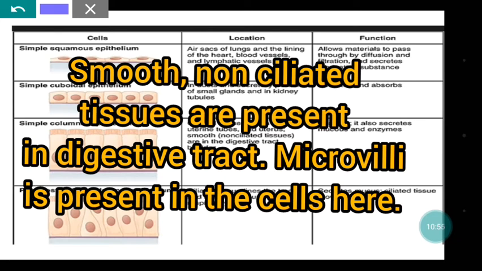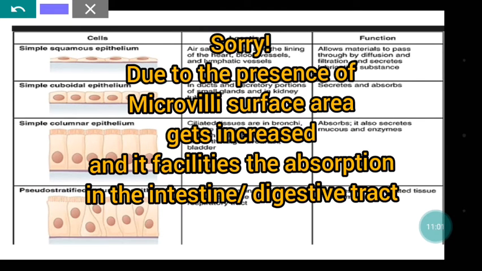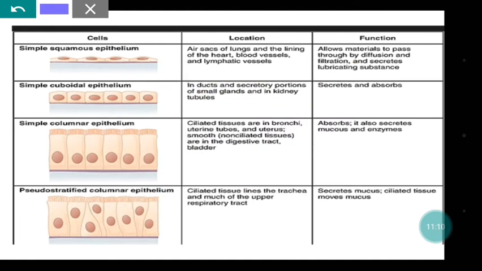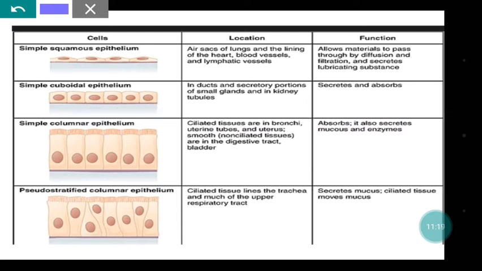So it will also facilitate absorption, because due to the presence of cilia, it will increase the surface area of the cell. It will also help in the movement of the molecules easily. So its function will be the absorption and the secretion of mucus as well as enzymes, and it will be stretchable also in a few cases.